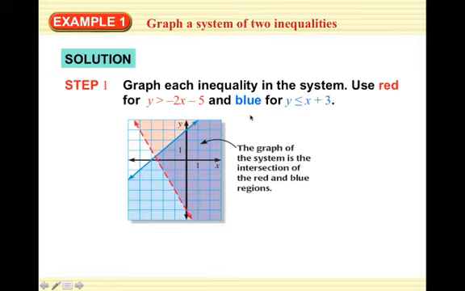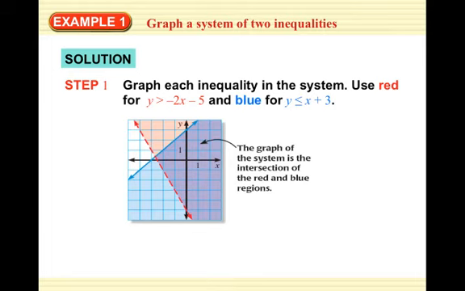0 is less than or equal to 3, so we shade on the side with the 0, 0. And what's cool about using two different map colors is that, like in this case, red and blue make purple, so the purple region is the graph of the system. So the graph or solution of the system is the intersection of the red and blue regions, which makes a lovely purple shade.